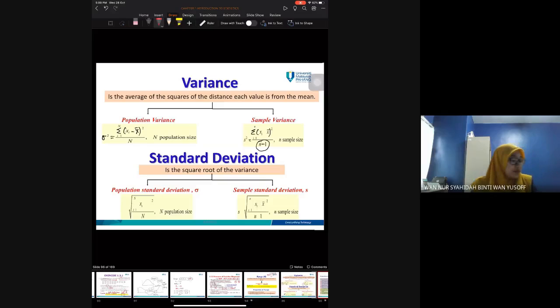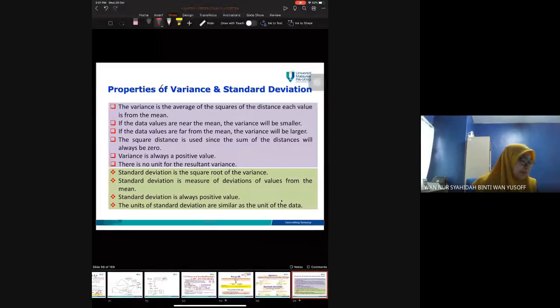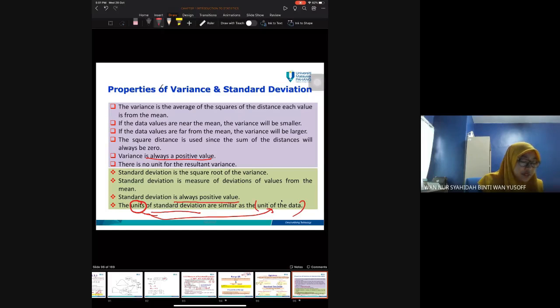Then we have properties of the variance and standard deviation. Variance and standard deviation are always positive values; there is no negative value. There is no unit for the variance; whenever we calculate variance, it is dimensionless. But for the standard deviation, we do have a unit. The unit for the standard deviation follows the unit of your data. So if your data is in kg, then your sigma or S will be in kg also. So follow your data.